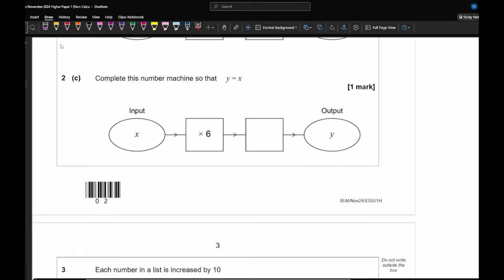Question 2c, it says complete the number machine so that y equals x. Well, the opposite of multiplying by 6 is to divide by 6. So again, because we would end up with 6x, we want to get single x, so I need to divide by 6, and that's what y would equal.